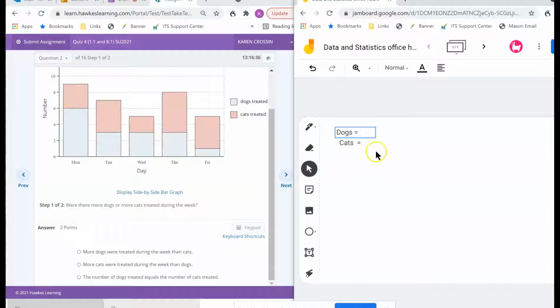Okay, so how many dogs were treated on Monday? 6. Okay, and Tuesday? 3. Oh, why is it going down? This is why I like the pen and paper better, but it wasn't working. You guys know that from earlier. Okay, and then Wednesday? 3. 3 again. Oh, and then another one, so fine.